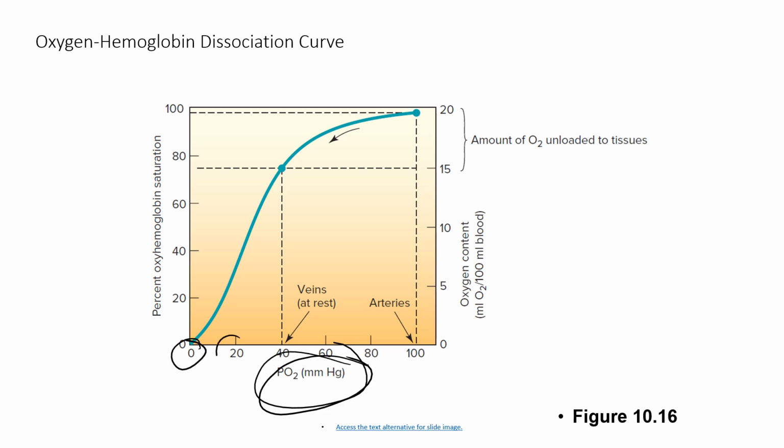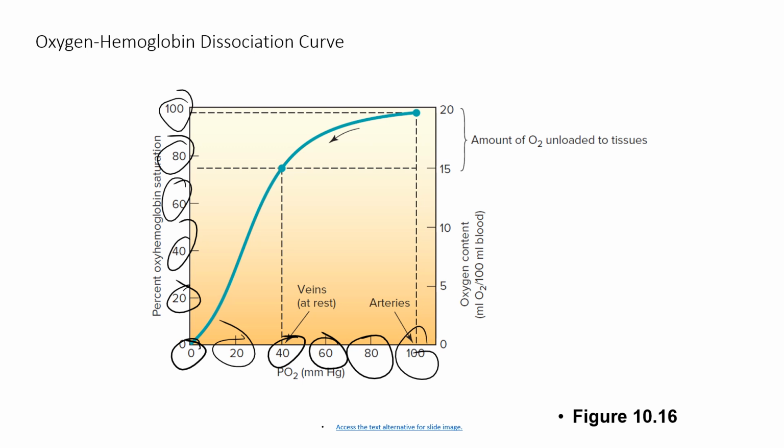Okay, could be 0, 20, 40, 60, 80, 100. Okay, could be even higher than 100, although that's relatively rare. All right, what about the y-axis? That is the saturation rate of the red blood cells, specifically hemoglobin within the red blood cells. So we know that red blood cells, specifically the hemoglobin within the red blood cells, has a certain saturation rate with oxygen, right? The hemoglobin proteins within a red blood cell could be 20, 40, 60, 80, 100% saturated with oxygen. That is what exists on the y-axis.